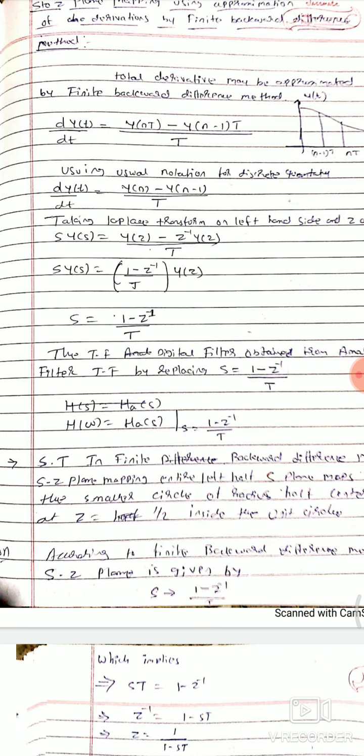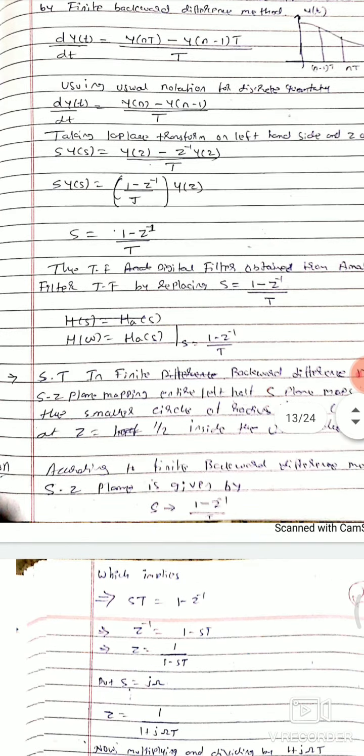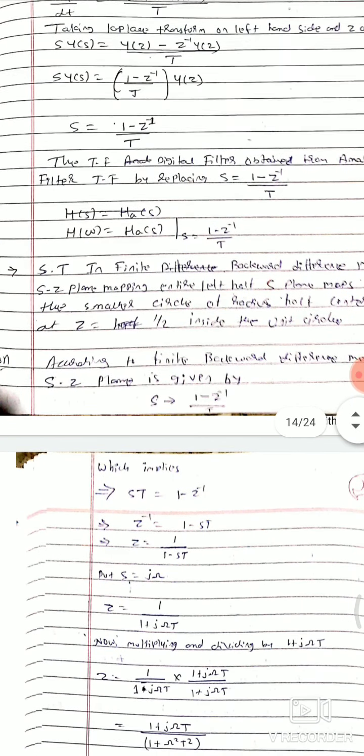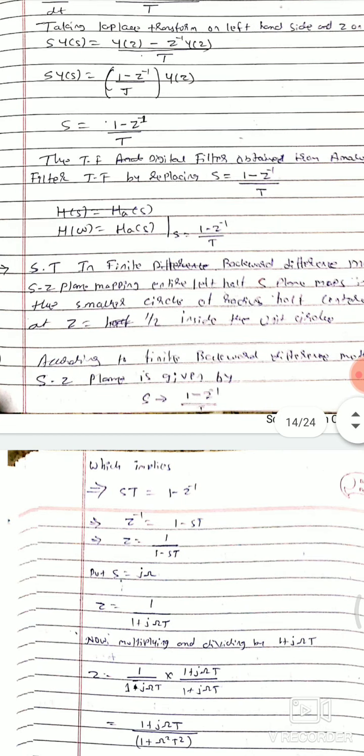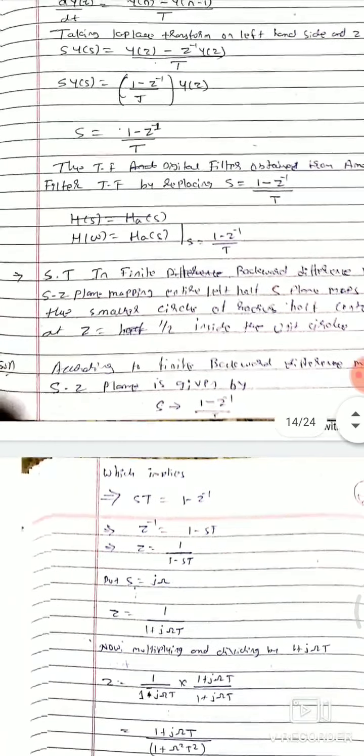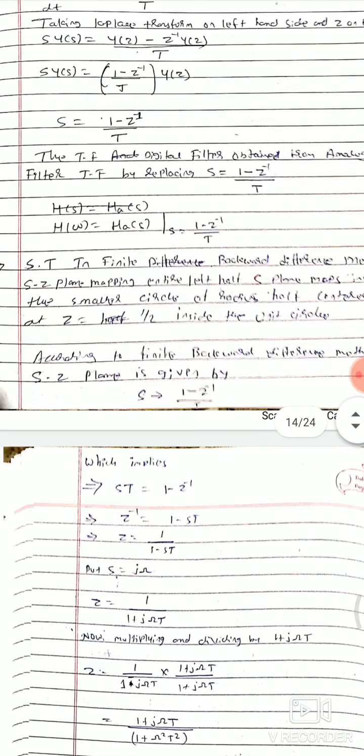Y(z) is taken common, so here it is (1 - z inverse)/T times Y(z). So you get s as (1 - z inverse)/T. The transfer function of the digital filter is obtained from the analog filter by replacing s with (1 - z inverse)/T. So this is nothing but the equation for the finite backward difference method, or the approximation of derivatives method.